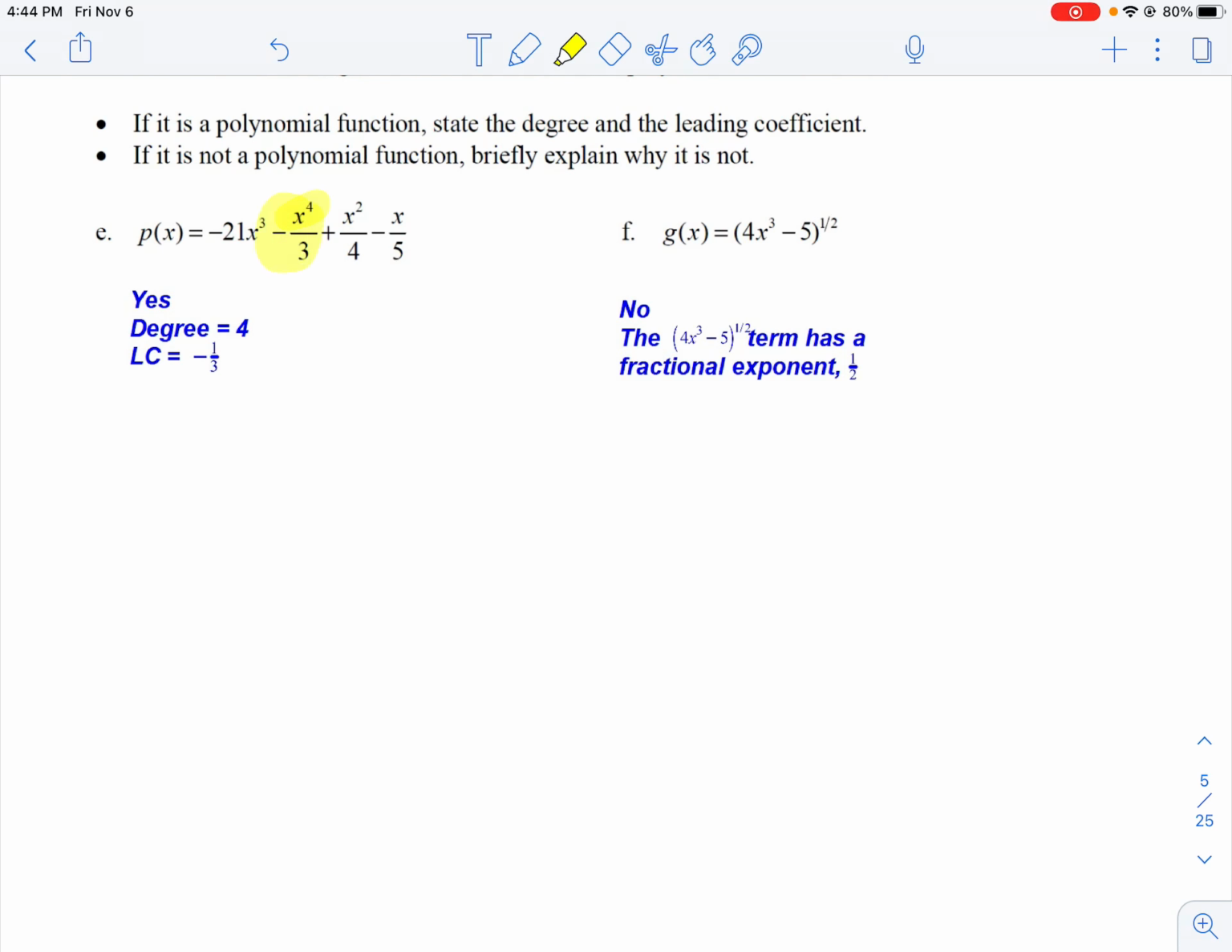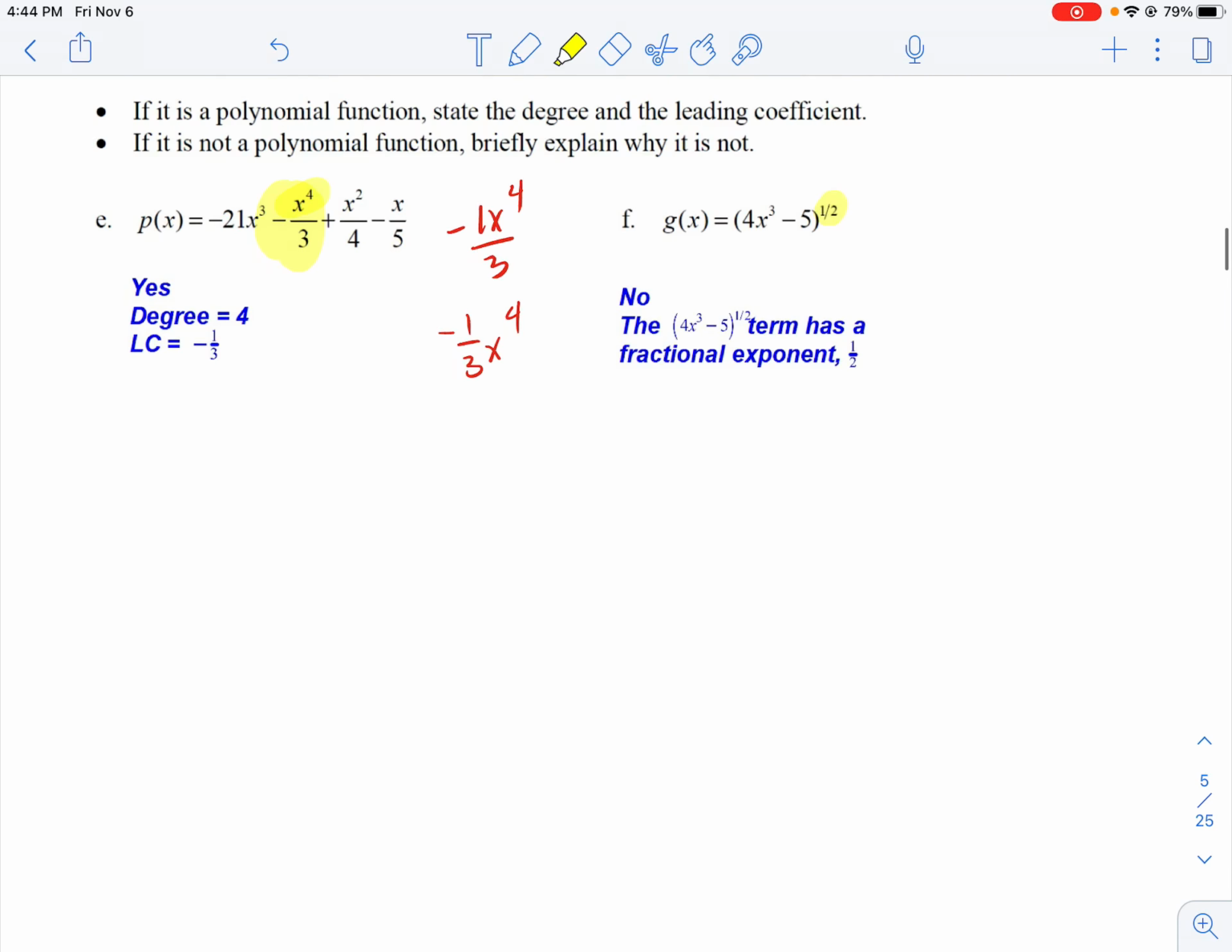But you know how this whole entire thing, it has a 3 at the bottom. That means this one is negative 1/3 x. There you go. Right? So it's negative 1/3 x to the power of 4. And that's the reason why the degree is 4 and then the leading coefficient is negative 1/3. For letter F, we have a fractional exponent right here, 1/2. So this is not a polynomial function.